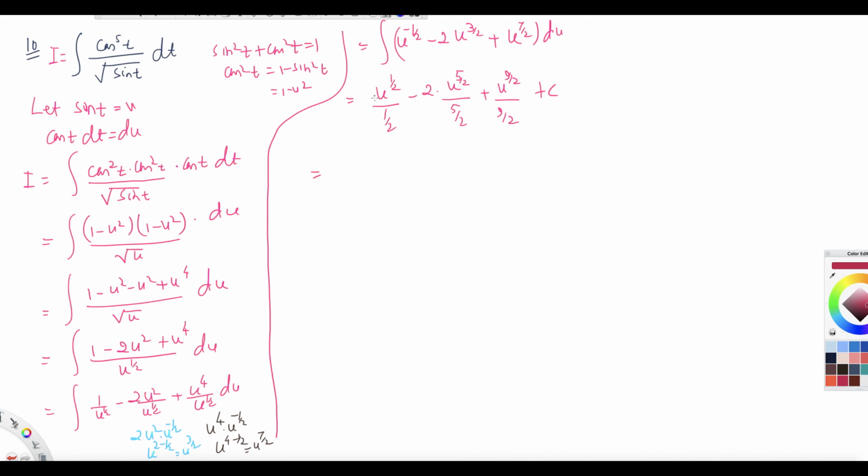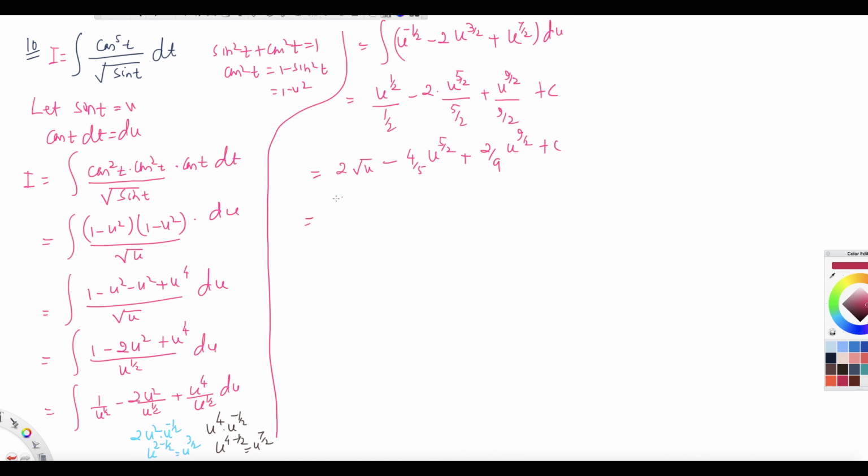So how do you write that? This is like 2 will go to the top, right? It will be 2 root u, because u to the 1/2 is root u. Now this will be minus 2 times 2/5, if you write it on the top, so it will be 4/5 and then u to the 5/2, plus 2/9 u to the 9/2 plus c. Let us plug in the value of u.